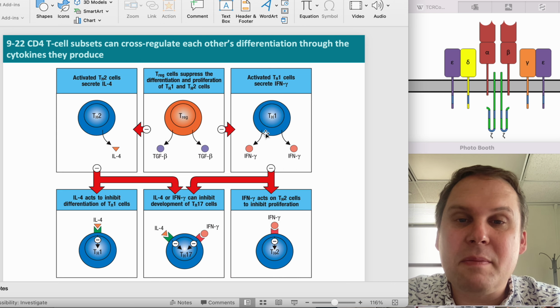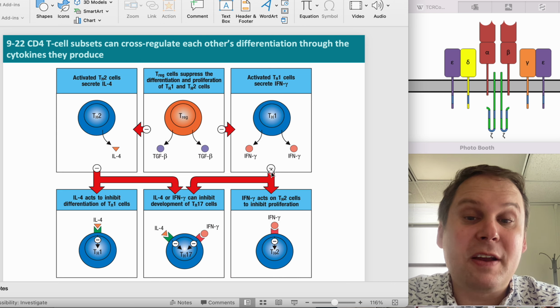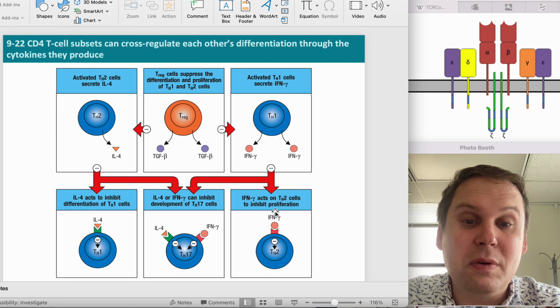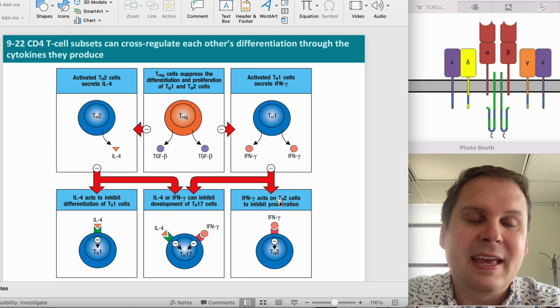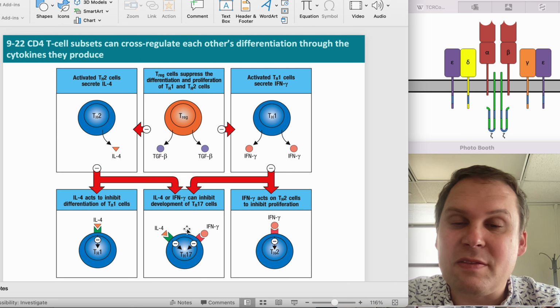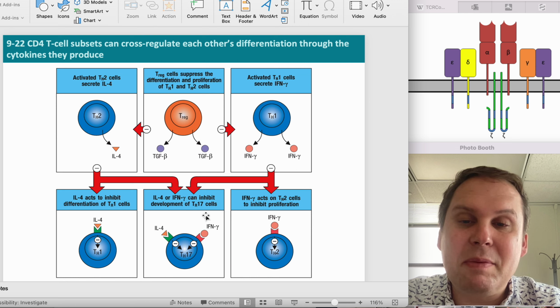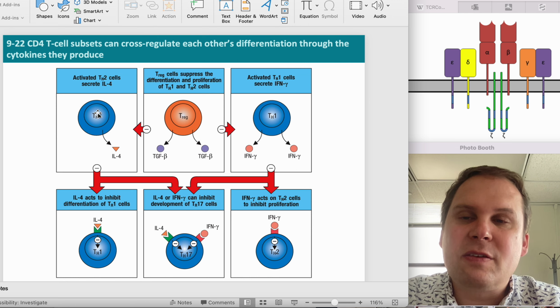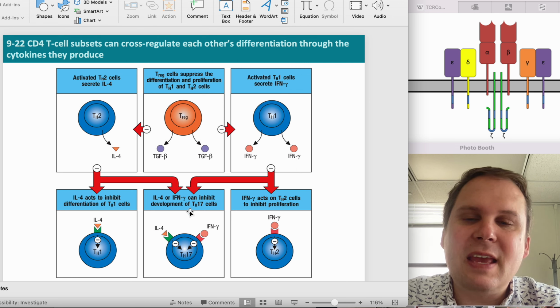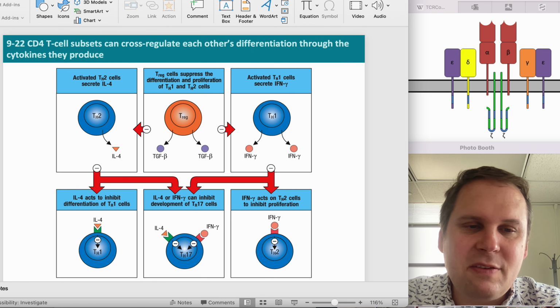Th1 cells produce interferon gamma. Interferon gamma shuts down Th2 cell differentiation, so they're not allowed to proliferate. They get deactivated potentially, or it makes them harder to activate. And it also is going to inhibit Th17. So IL-4 will inhibit Th17s and Th1s.